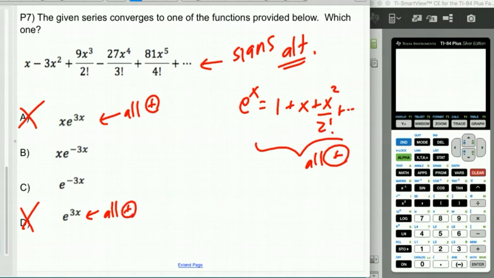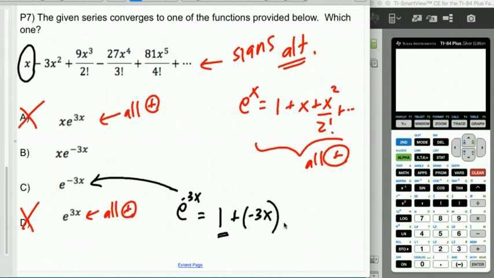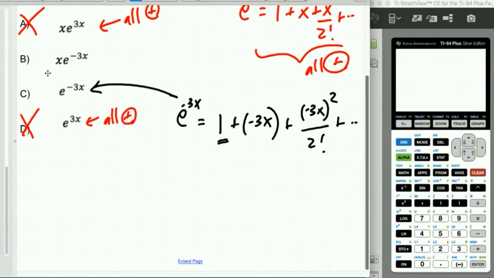The next thing I would do is look at this easiest one and say, hey, if I introduced a negative 3x, e to the negative 3x would start with a 1, right? And as soon as I see that it's a 1, I say, oh, that's the wrong answer because I'm supposed to start with an x. e to the negative 3x would be a 1 plus a negative 3x, plus a negative 3x quantity squared over 2 factorial. So that's not right, and I can pretty much at that moment say it's got to be answer B, but let's see why it's B.